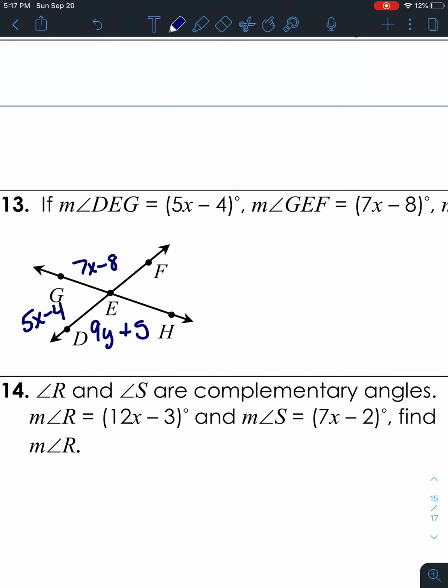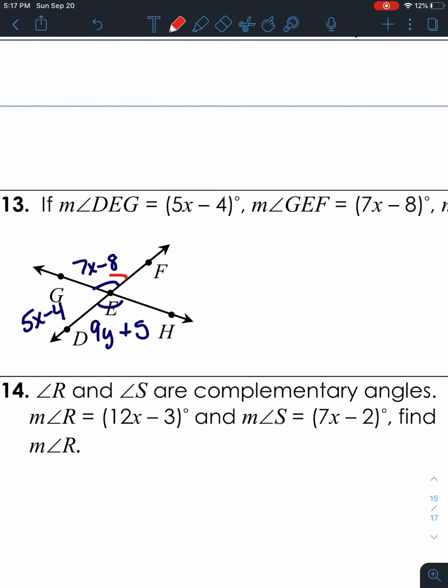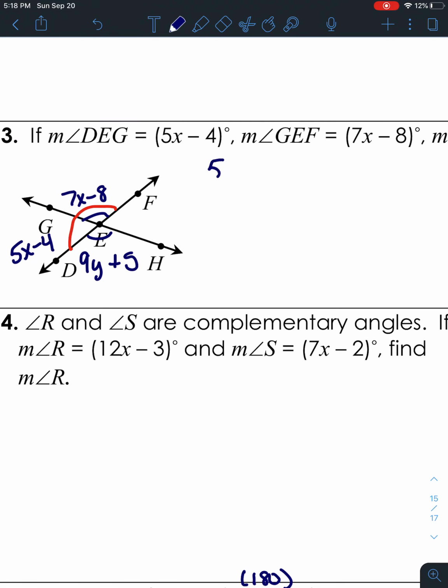So in order to find y, this angle and this angle are vertical, which means they're going to be the same. But they've got two different variables, so I can't do anything with those yet. But I do know that this angle plus this angle are a linear pair. They add up to 180. So I can add those and make them equal to 180. So 5x minus 4 plus 7x minus 8 equals 180. Combine our like terms here and solve, so you should get the final answer of x equals 16.